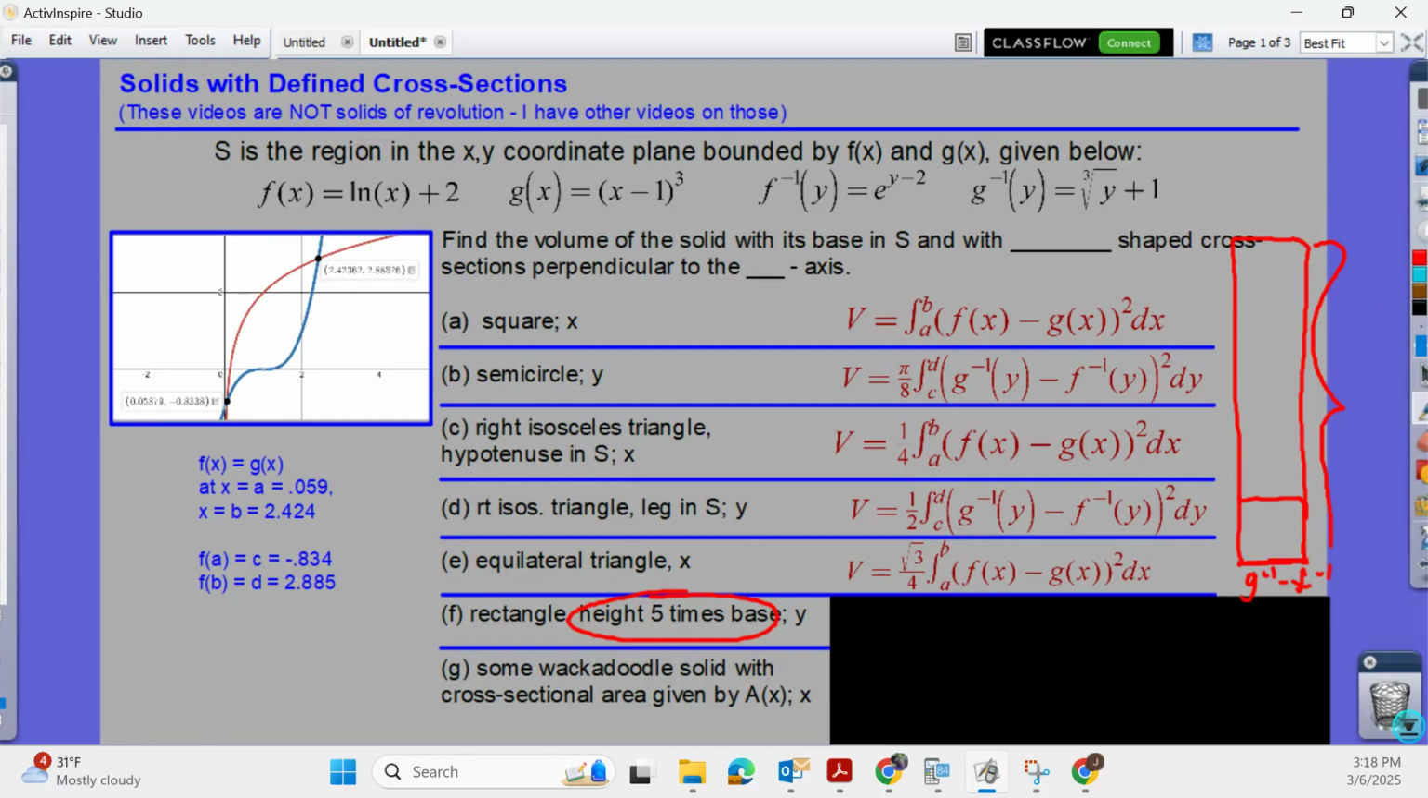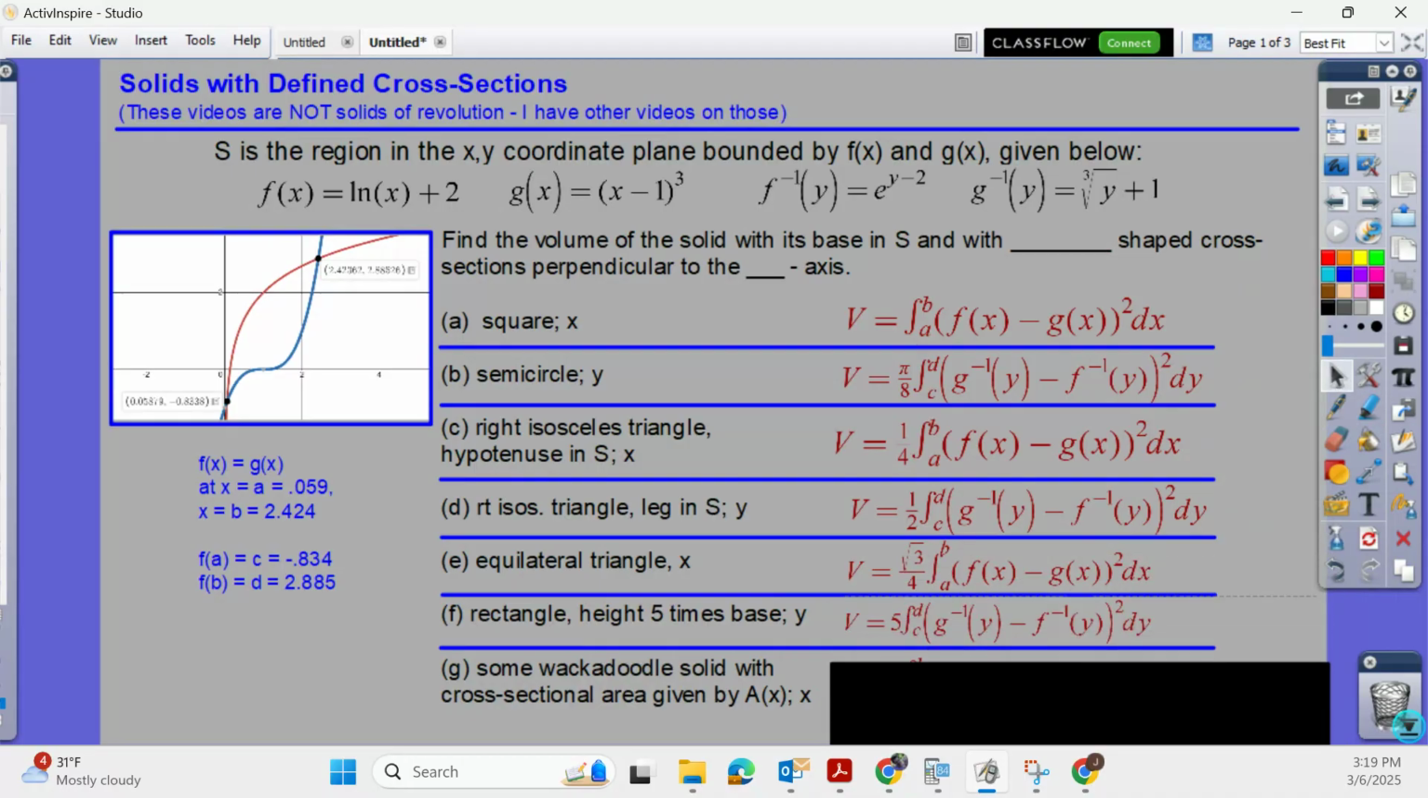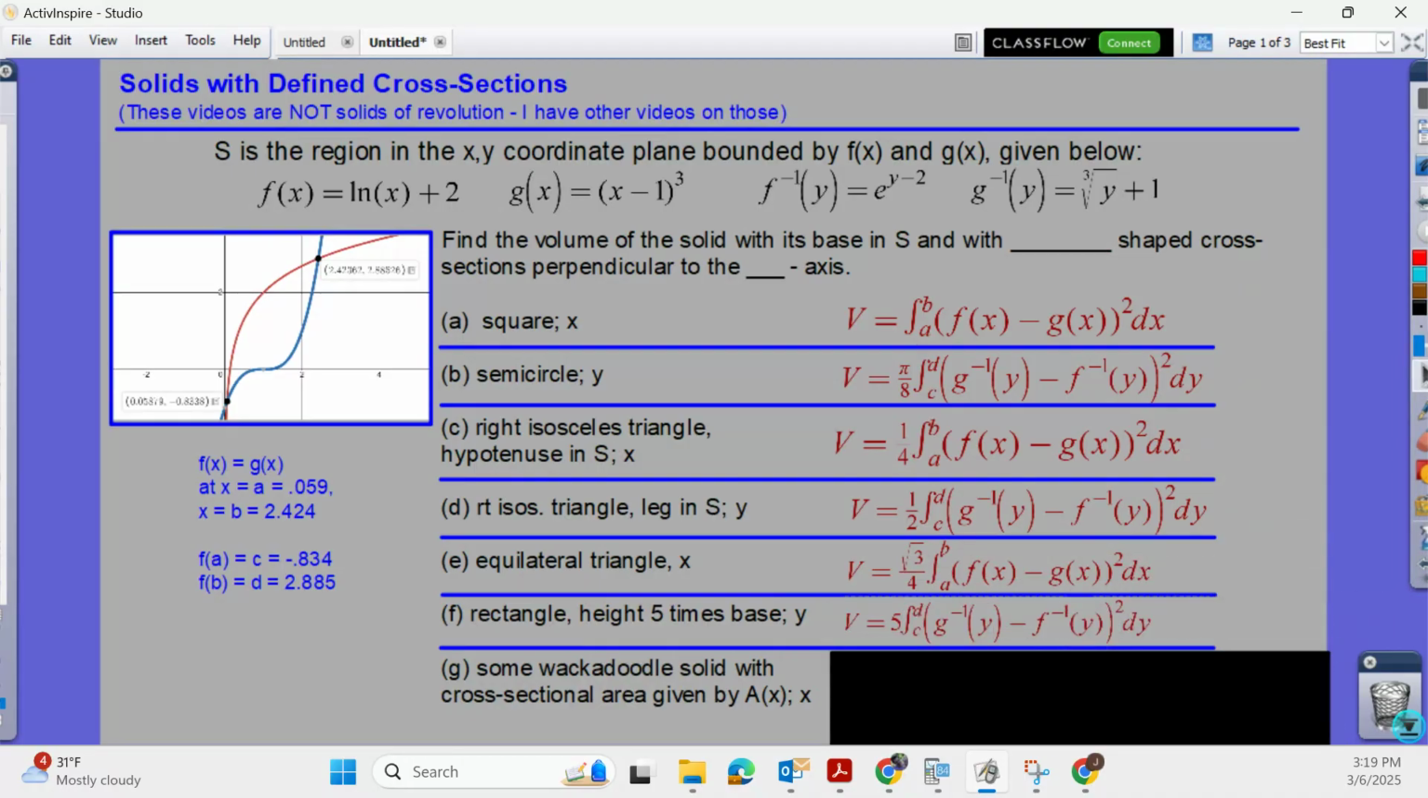So if this is s, this is 5s. And so the area, of course, is just 5s squared. Our coefficient will be 5. And here's our volume formula. The integral from c to d, because we're perpendicular to the y-axis, and 5 for the coefficient, and then it's g inverse minus f inverse quantity squared.